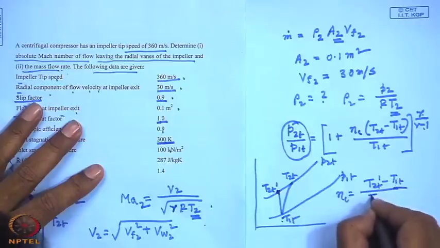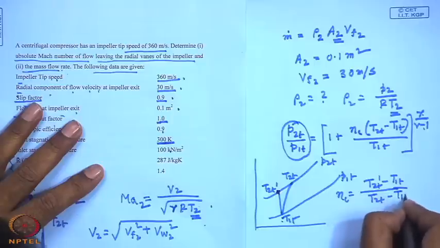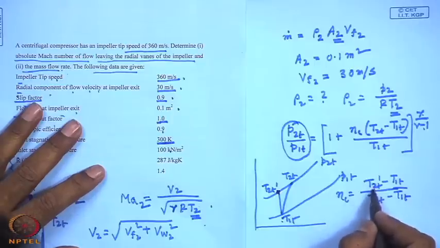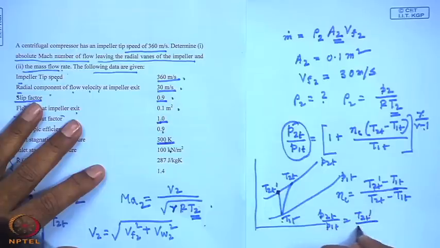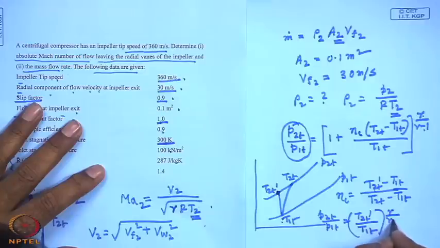I repeat again, this was done earlier, minus T1T. So therefore T2T dash, that means P2T by P1T is T2T dash by T1T to the power, this is the isentropic relationship, PT relationship. So this thing is taken from here, T2T dash by T1T is eta C into this plus 1. So eta C into this by T1T plus 1. So therefore we can write this. This is the thing done earlier.